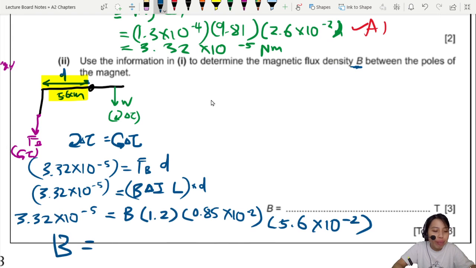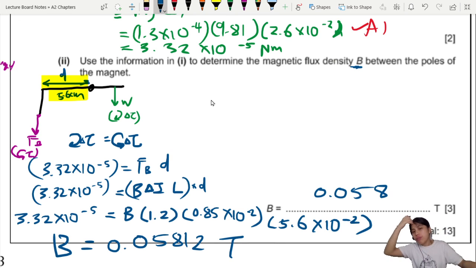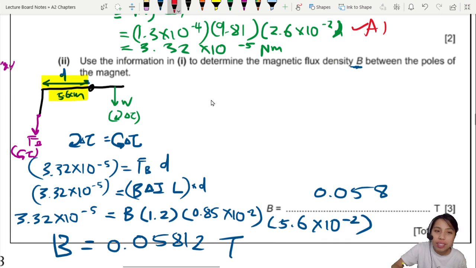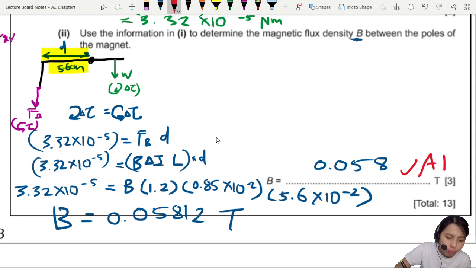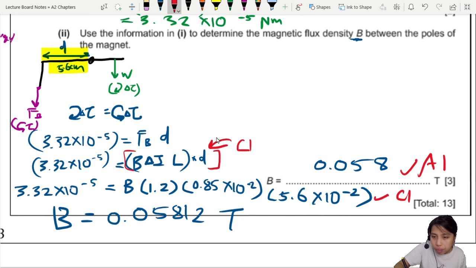Rearrange and finally you get B. Oh my goodness, 0.05812 is what I got. But for the final answer, I'm just going to write 0.058 because 2 SF is pretty satisfying for this question. 3 marks for this. First one, of course, final answer. Second one is if you know that the moment is related to force times distance, but also force is BIL. So this will be a C1 for your equation, and also a C1 for substitution, all the correct values plugged in.